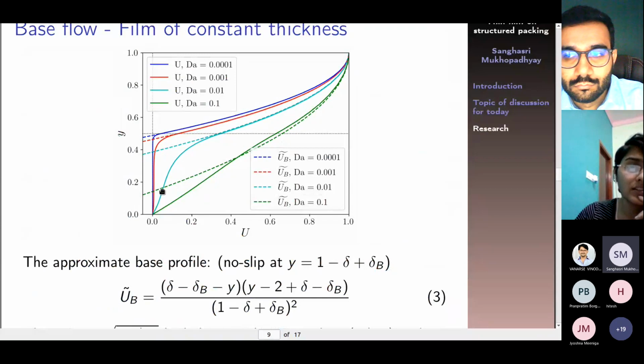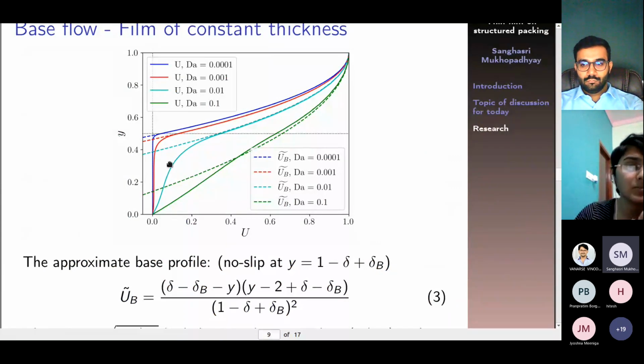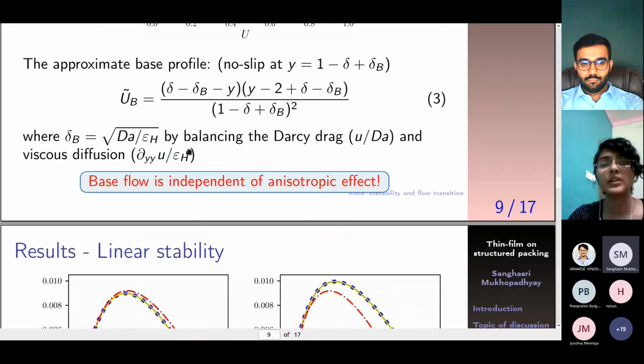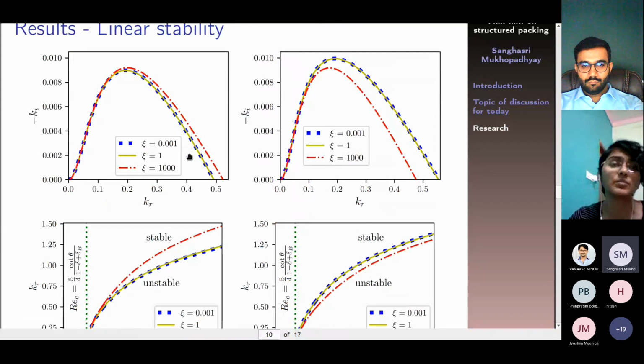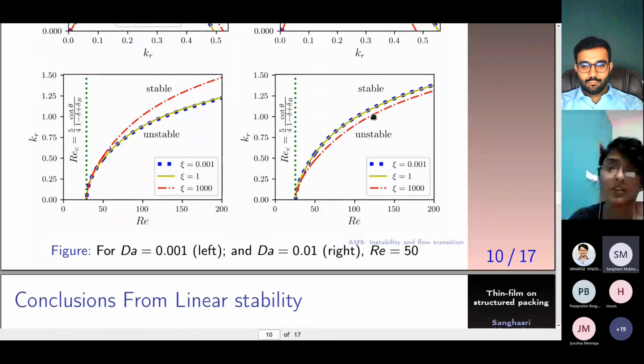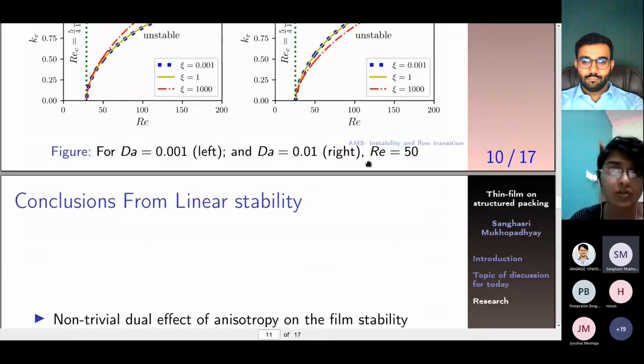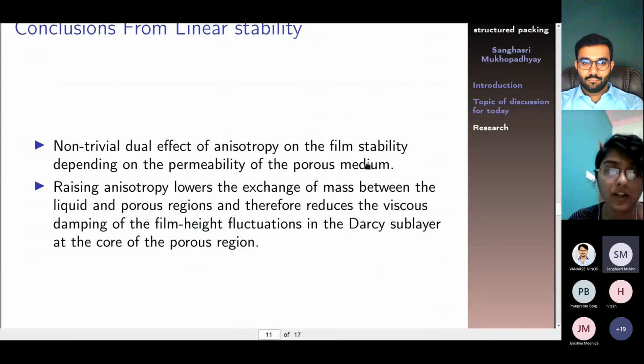So we see that the uniform flow region, that is the Darcy region, decreases if we keep increasing the mean permeability value. So the thickness of the Brinkman sublayer increases if we increase the mean permeability value. That's why it gives more stabilizing effect when we increase the anisotropy for the higher permeability value.